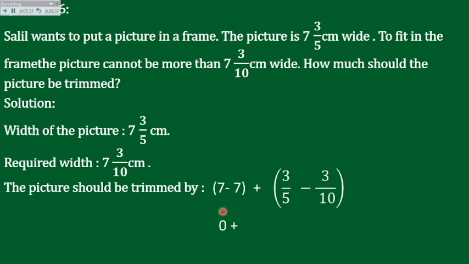You already know, when we subtract 7 minus 7 we get 0. Put a plus sign. Then how will you solve 3 upon 5 minus 3 upon 10? First make the denominators like. Here I am solving this question by making the denominators like. Here we have 10 at the denominator place and here we have only 5. To make it 10, what should you do? Multiply both sides by 2. So here you will get 6 upon 10. 3 times 2 is 6 and 5 times 2 is 10.